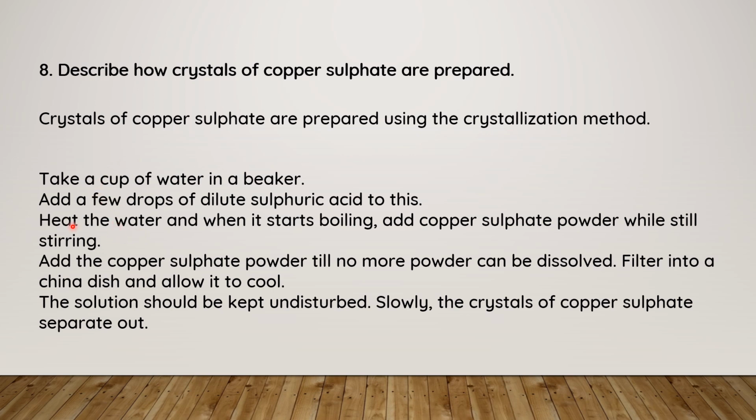Then the process. Take a cup of water in a beaker, add a few drops of dilute sulfuric acid to this. Why do we pour some dilute sulfuric acid into this copper sulfate solution? For the crystallization process to work in a correct way, we add this dilute sulfuric acid. Heat the water and when it starts boiling, add copper sulfate powder while stirring. Add the copper sulfate powder till no more powder can be dissolved. Filter into a china dish and allow it to cool. The solution should be kept undisturbed. Slowly, the crystals of copper sulfate separate out. You remember the video I showed in the last class. Just remember that and you can write your own. Write this answer in your notebook.